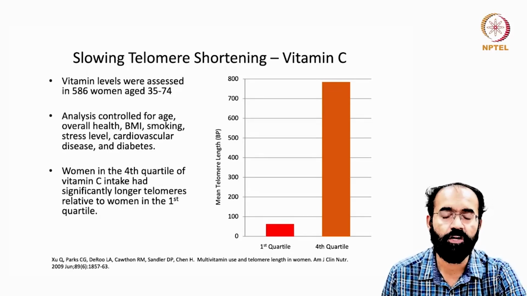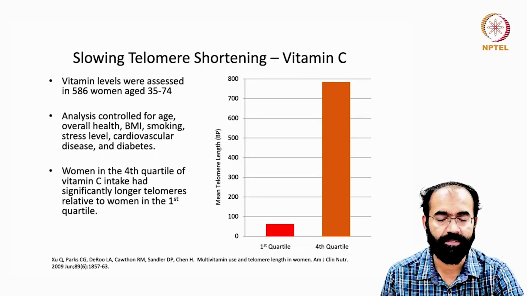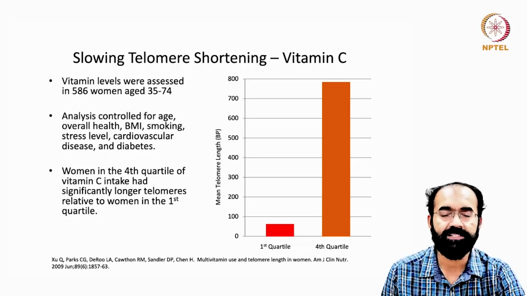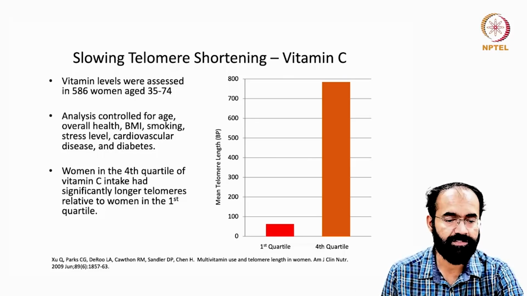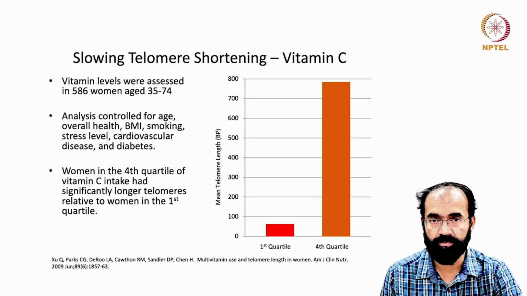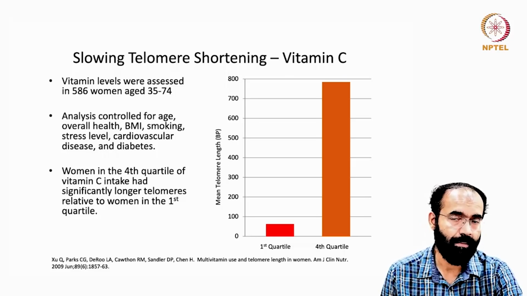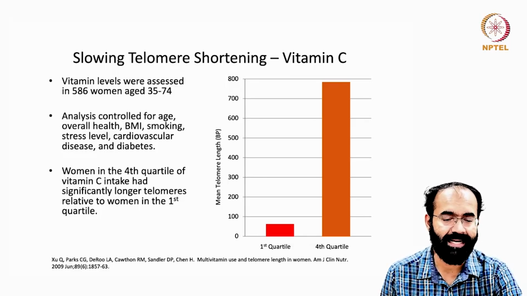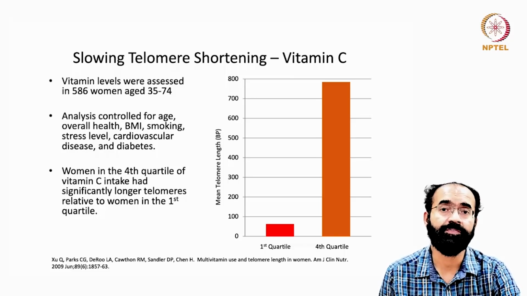So, some examples, slowing telomere shortening. Some role played by vitamins. Vitamin C. Vitamin levels were assessed in 586 women aged between 35 and 74. Analysis involved control for age, overall health, body mass index, smoking, stress level, cardiovascular disease and diabetes. It has been taken care of when you are collecting the samples or collecting the individuals. So, women in the fourth quartile of vitamin C intake had significantly longer telomeres relative to women in the first quartile. So, what it indicates, the amount of vitamin C.